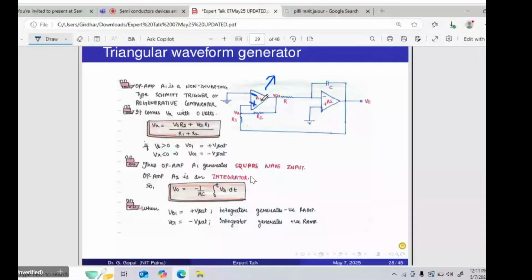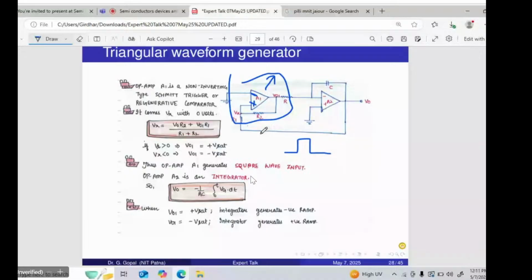This circuit is the Schmitt trigger that will generate a square wave, a square pulse, right? This is the square wave output.